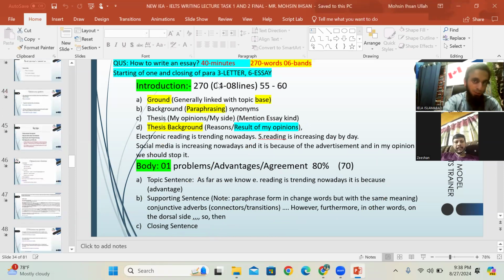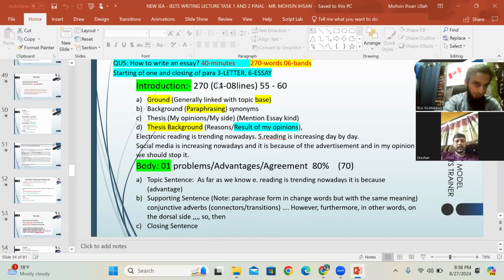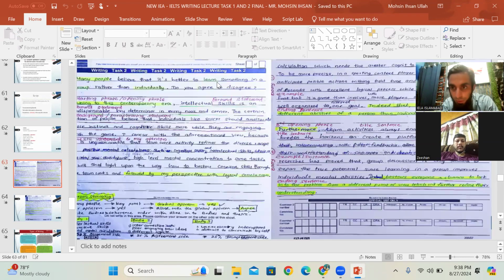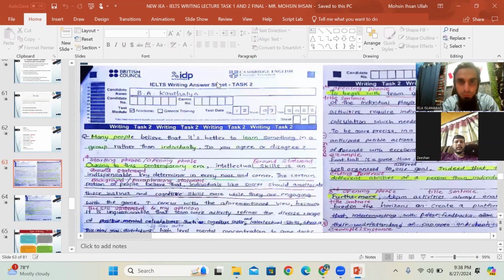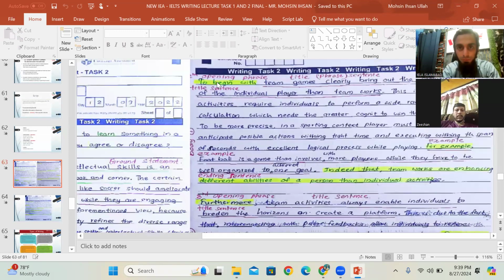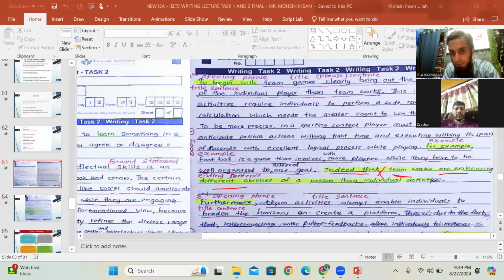समझ में आया ठीक ना भी आया, no problem. इसका आपको मैं sample share करूँ. अच्छा, ये बॉडी वन को देखें. This is closing. Indeed that, ये कॉमा गलत है, यहाँ पे that के बाद कॉमा नहीं है. Teamworks are enhancing different abilities of a person that individuals activities than individual activities, right?